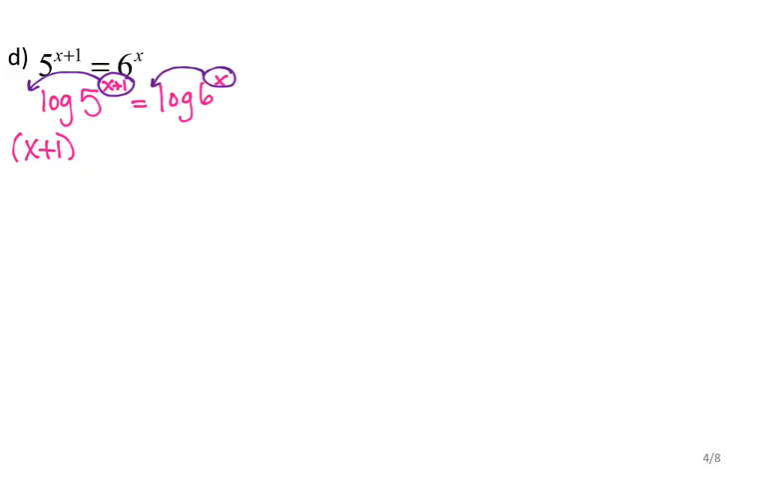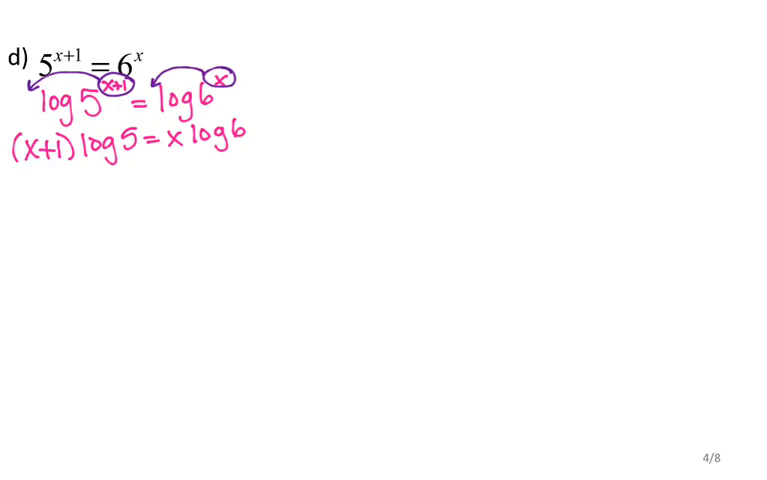Okay, so now for letter D, if you'll notice, you have x's on both sides for your exponents. So I'm going to go ahead and start by taking the log of both sides. So I will have log of 5 to the x plus 1 equals log of 6 to the x. And again, I can use that logarithmic property that allows me to bring down my two exponents. So that gives me x plus 1 times log of 5 equals x times log of 6.